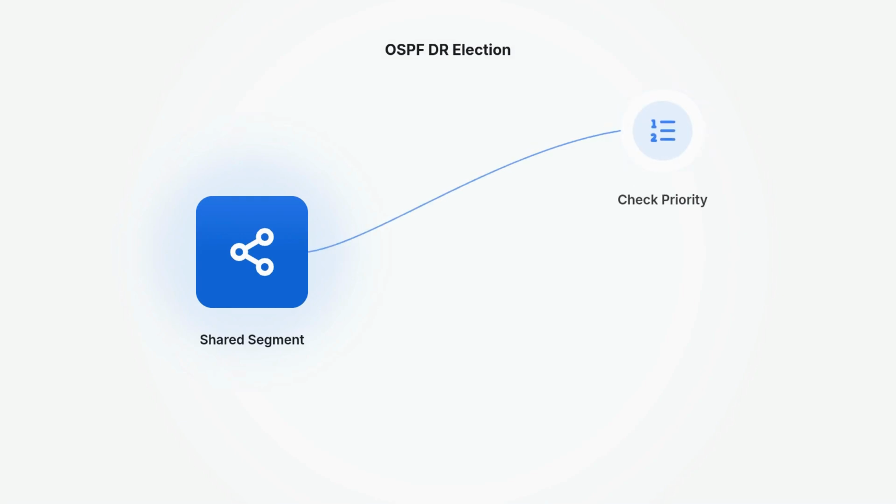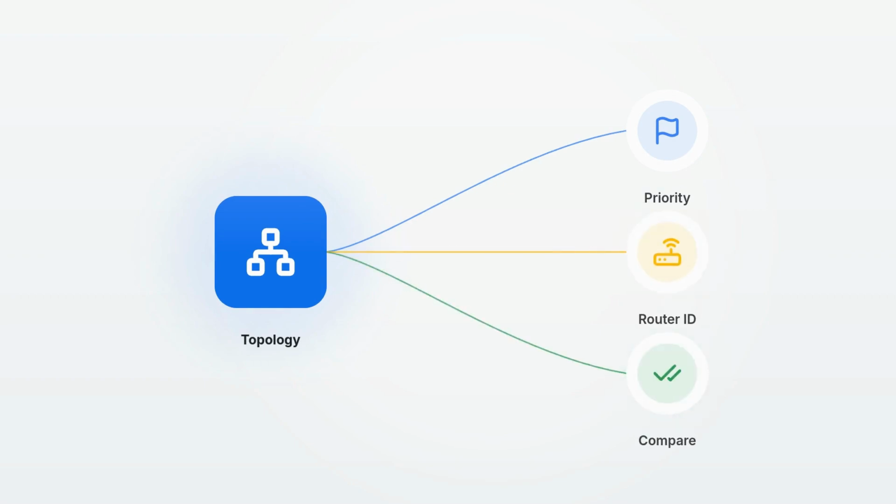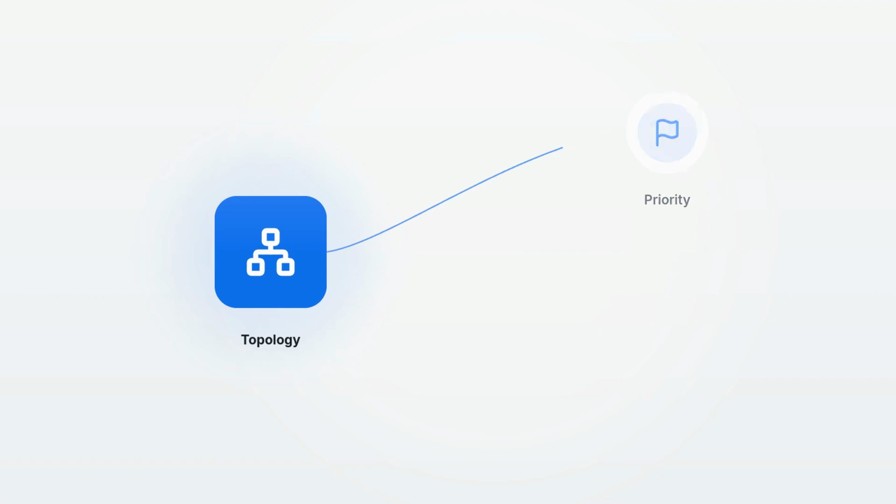For the election, OSPF checks interface priority first. If there's a tie, it uses router ID. And if the priority is 0, that router is not eligible. On this topology, just read the labels. Compare the interface priorities first, then use the router IDs only where the priorities match.